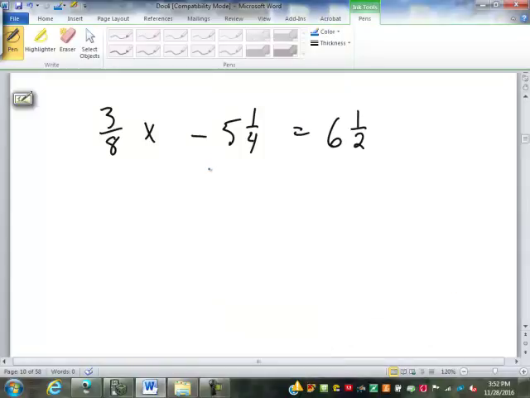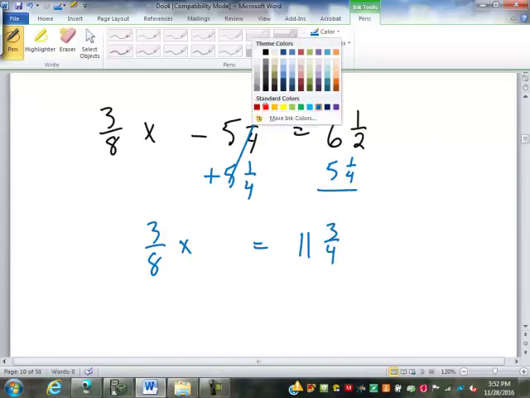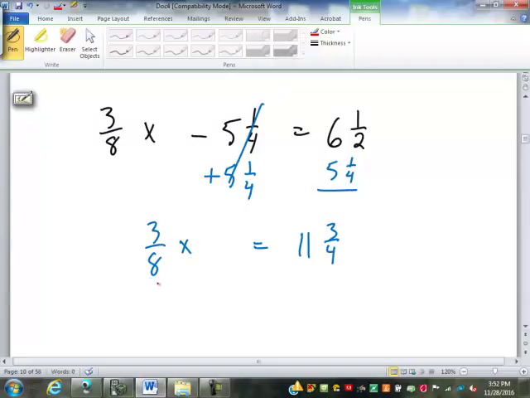So the first step is to do what? We'll add the 5 and 1/4. So 3/8 X equals 6 1/2 plus 5 1/4 is 11 3/4. Then what do we have to do? X is multiplied by 3/8, so we'll divide by 3/8. So we're left with just X here. 11 3/4 divided by 3/8.